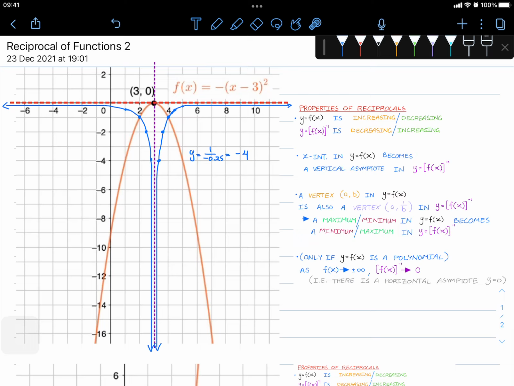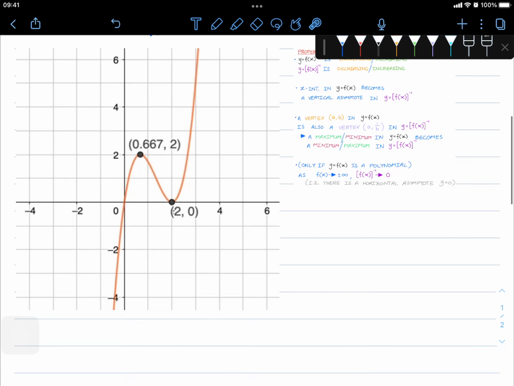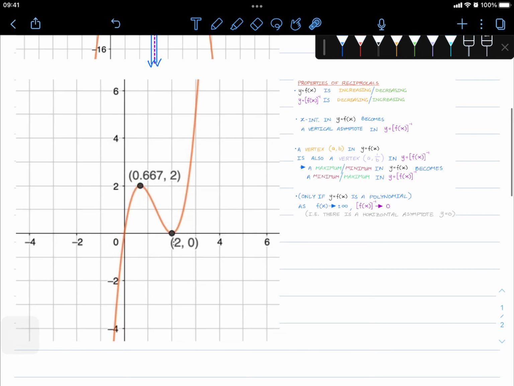Alright, so hope that gave you an insight into this. You can pause and give this a go yourself. This one is a little bit harder because there's a few more things going on, but I hope you can pause and give this a go yourself.